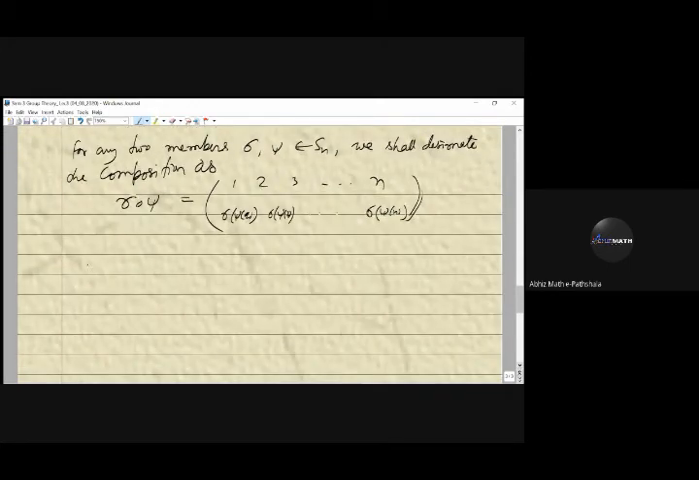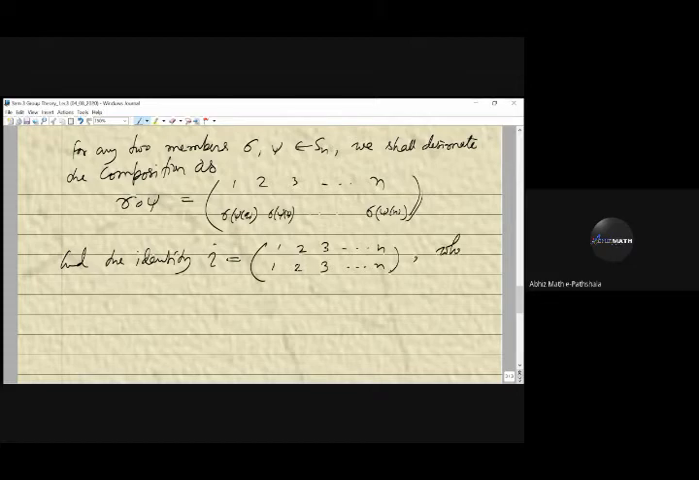And the identity I will be displayed as 1, 2, 3, n. That is 1 goes to 1, 2 goes to 2, 3 goes to 3, n goes to n.